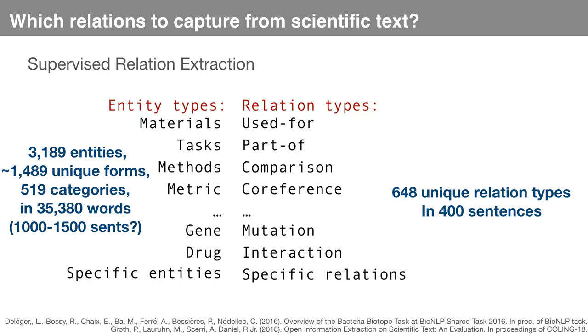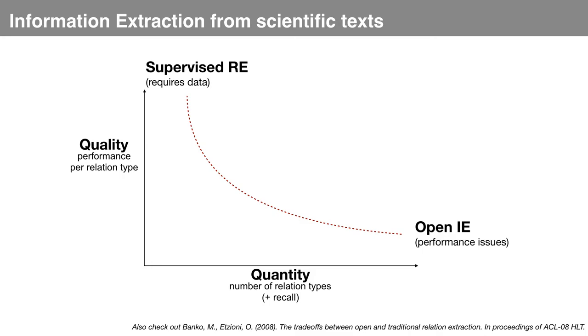The problem here is that there are many unique surface forms for both entities and relations in scientific texts. Extracting all of these unique keywords and phrases correctly requires training data. But the sheer amount of possible relation types complicates annotating such datasets and even the application of distant supervision. So you end up with a trade-off.